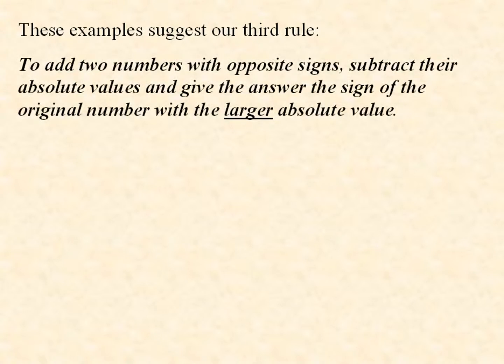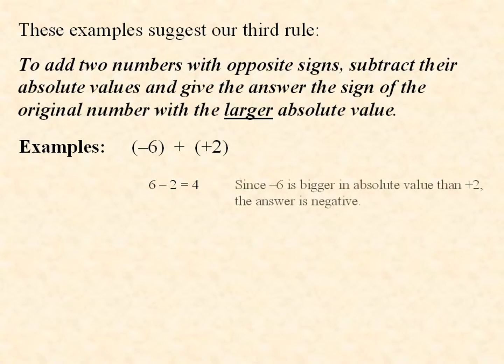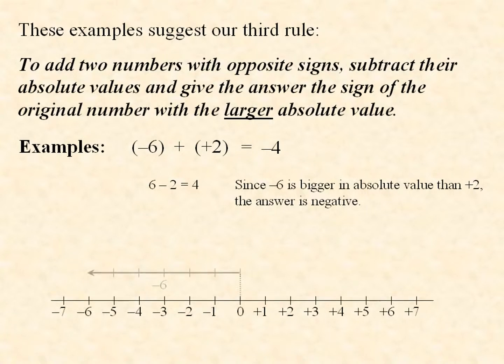To add two numbers with opposite signs, subtract their absolute values and give the answer the sign of the original number with the larger absolute value. For example, -6 and +2. We subtract. 6 minus 2 is 4. Then, since -6 is bigger in absolute value than +2, the answer is negative. So we put -4. Let's look at this on the number line. The answer is -4.